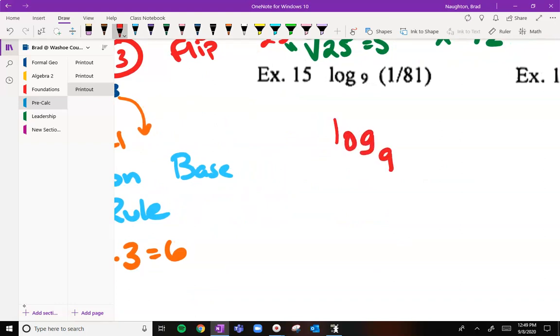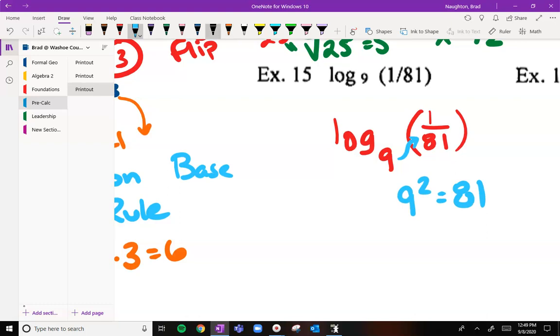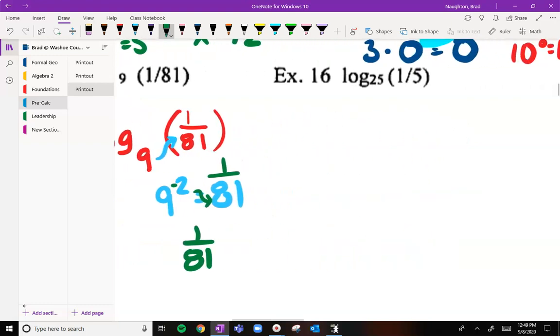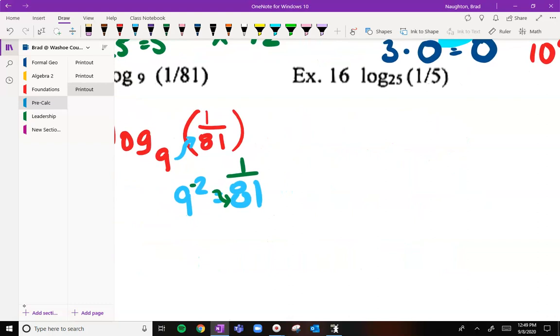Log base 9 of 1 over 81. All righty, so how do I go from 9 to 81? Well, 9 squared gives me 81. So how do I make it 1 over 81? To send this to the denominator, I need to make that negative. Excuse me, my answer would be negative 2. Got to fix that and make sure we're doing everything right.